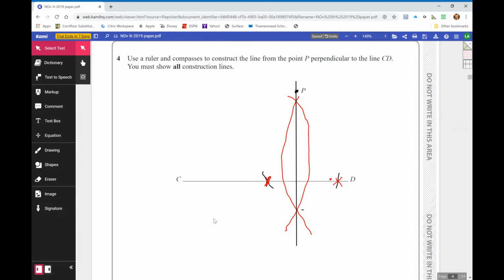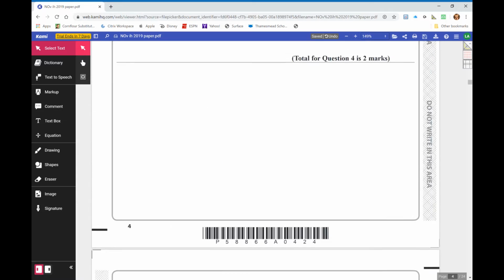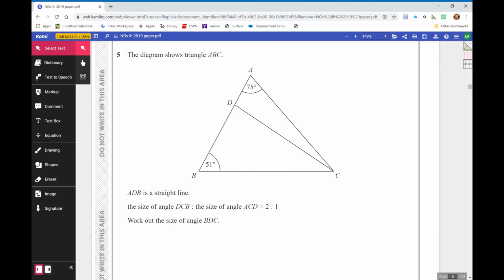Okay, so sorry I haven't got the compass tool there on that, but hopefully you can understand and maybe watch a video on that separately. Okay, and you'll get full marks. You have to keep all the construction lines on there to get full marks. If you just draw a straight line down it, they won't give you any marks.